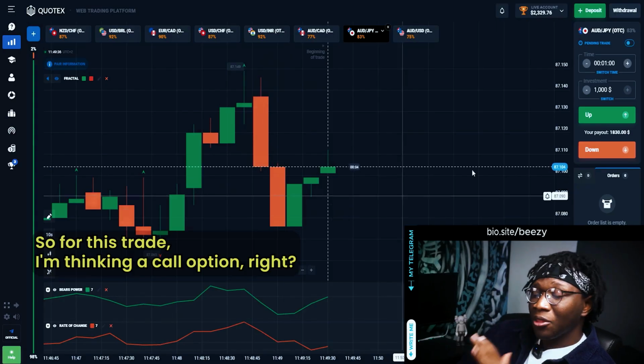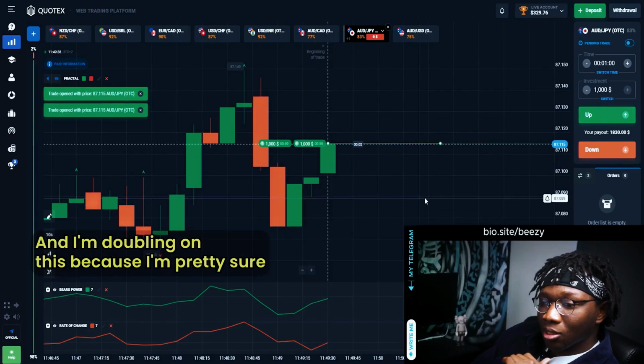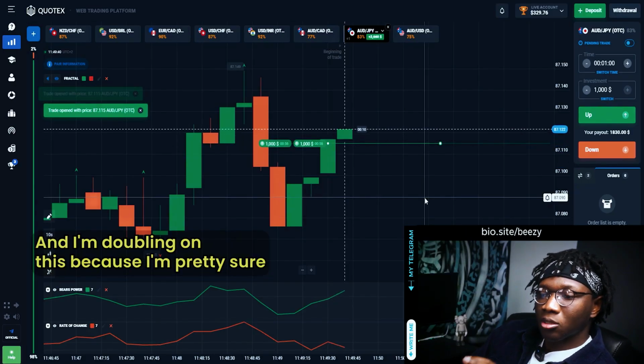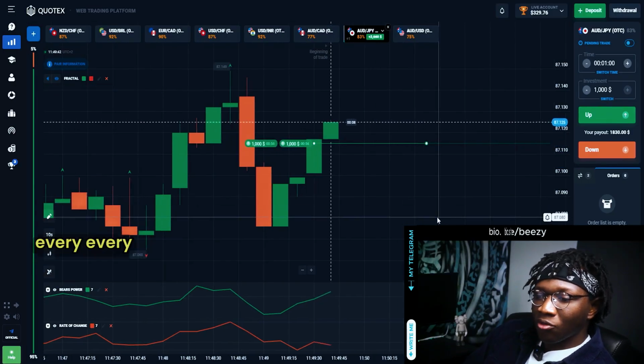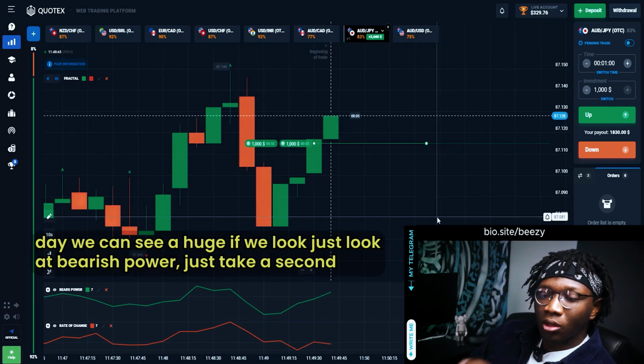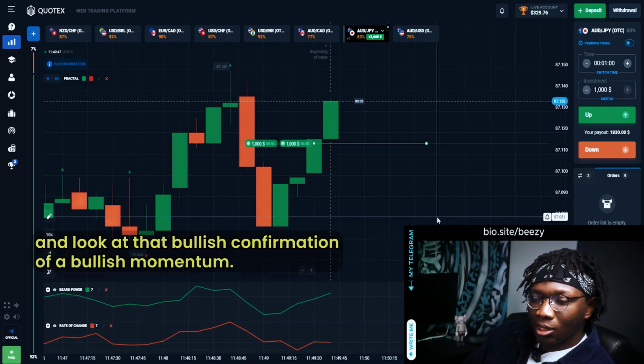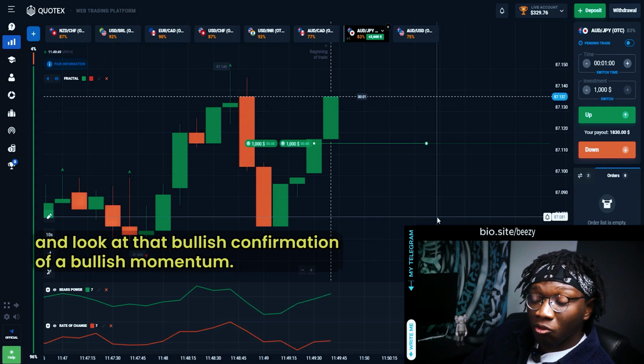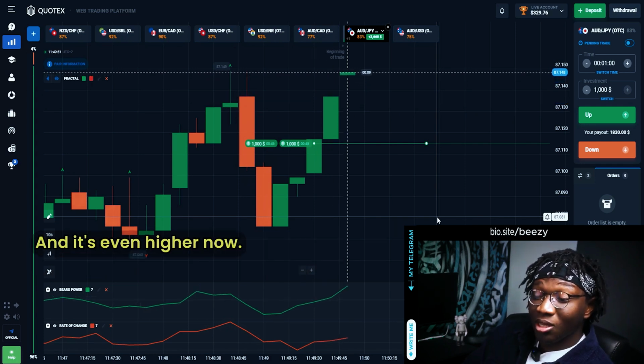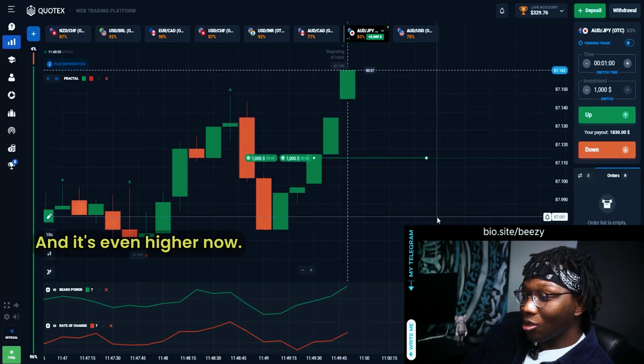So for this trade, I'm thinking a call option, right? And I'm doubling on this because I'm pretty sure, if you look, just look at bear's power. Just take a second and look at that bullish confirmation of a bullish momentum. That is ridiculous. And it's even higher now.